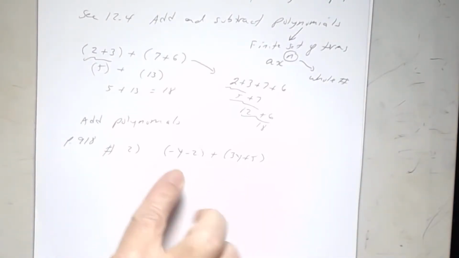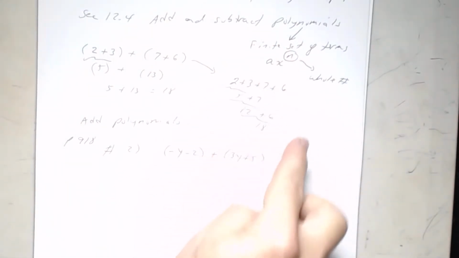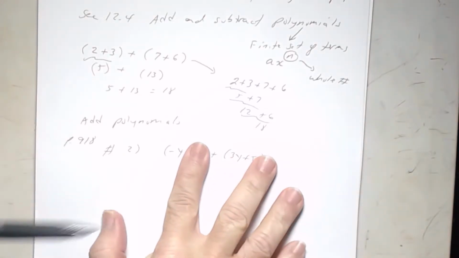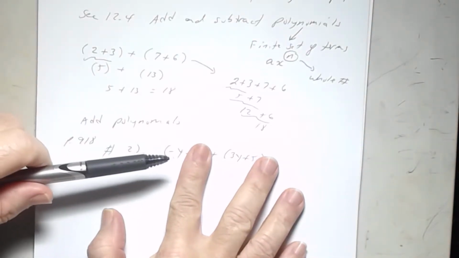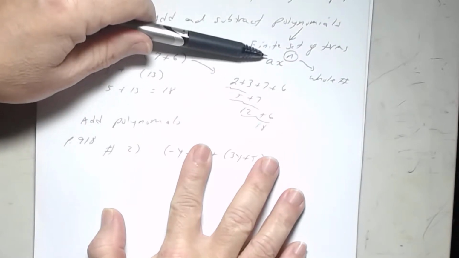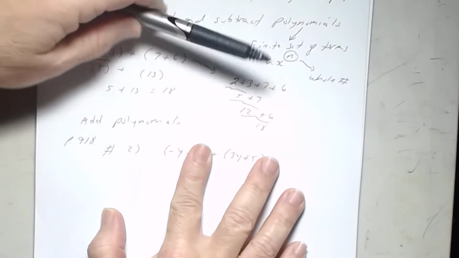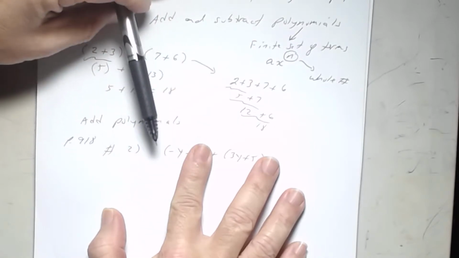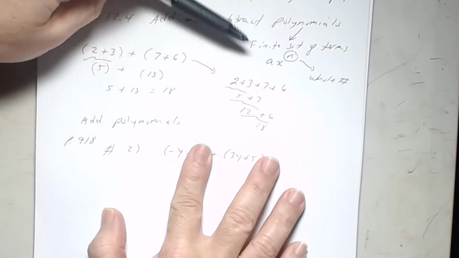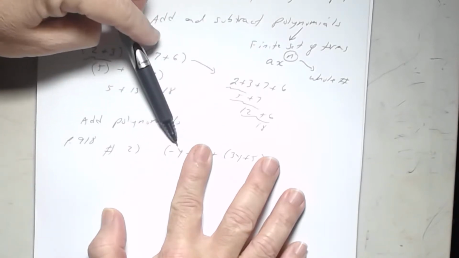Make sure you understand that this is a polynomial, because remember, a polynomial is a finite set of terms, and you have a bunch of terms here. Each term is some number times x to a whole number. So if you look at that first term, negative y, is that of this form? Yes. If there's no exponent there, what's it understood to be? A 1.